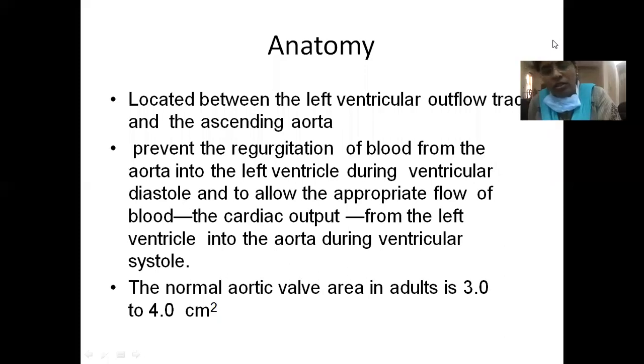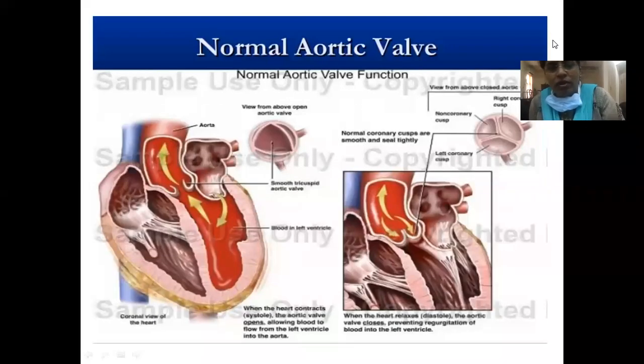The valve area is around 3 to 4 centimeters square. If you look at the diagram, you see here the aortic valve leaflet. This is located between the left ventricle and the ascending aorta. In between, there is an aortic valve.